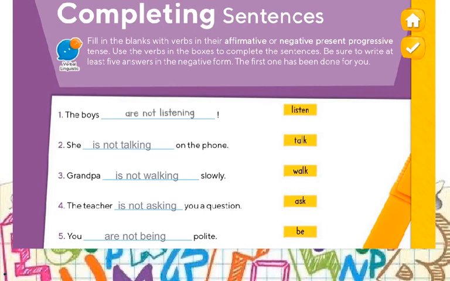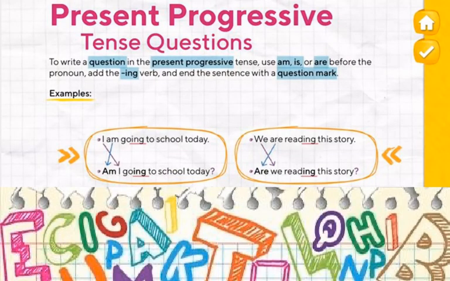Let's continue. For the last part of the present progressive tense, we are going to work with questions. Let's remember, to write a question in the present progressive tense, use am, is, or are before the pronoun. Add the ing verb, and at the end of the sentence, write a question mark. Example, I am going to school today. We switch the pronoun and the verb to be. Am I going to school today?